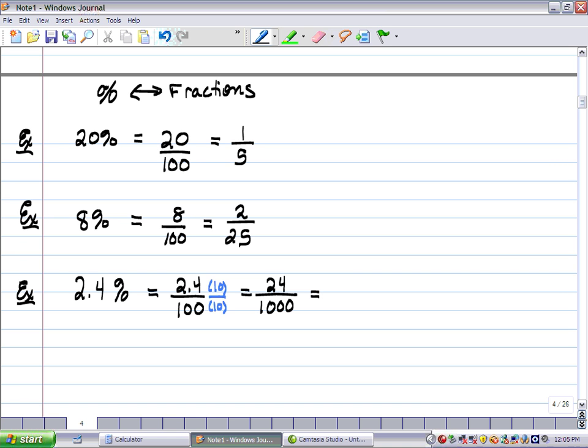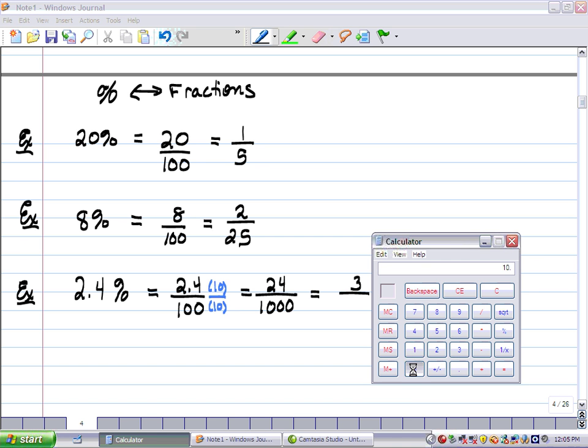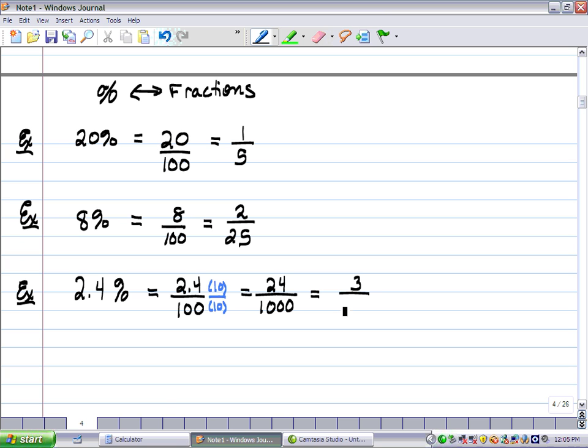24 over 1,000, it looks like 8 will go into both of those. 8 goes into 24 3 times. 8 goes into 1,000, 1,000 divided by 8, 125 times. So we have reduced that fraction to 3/125.